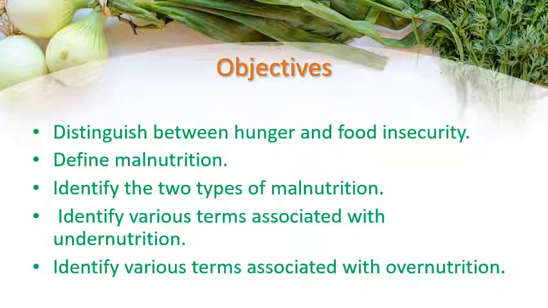Our lesson objectives for today are going to be to distinguish between hunger and food insecurity, to define malnutrition, to identify the two types of malnutrition. We are going to identify various terms associated with undernutrition, and we're also going to identify various terms associated with overnutrition.